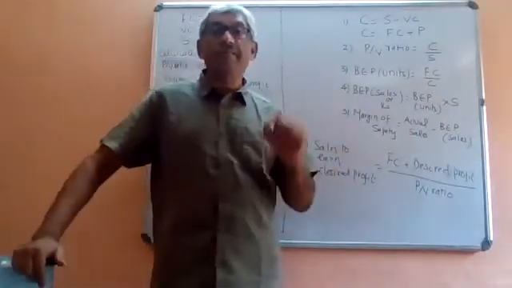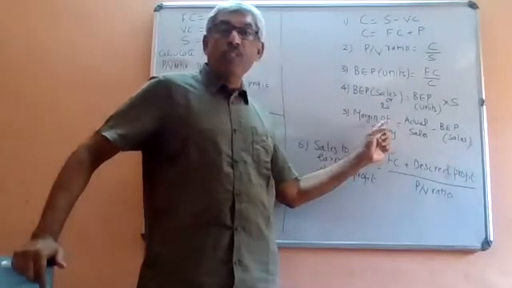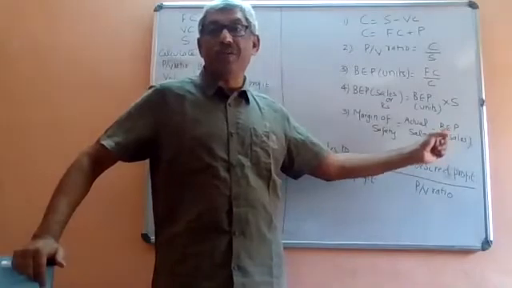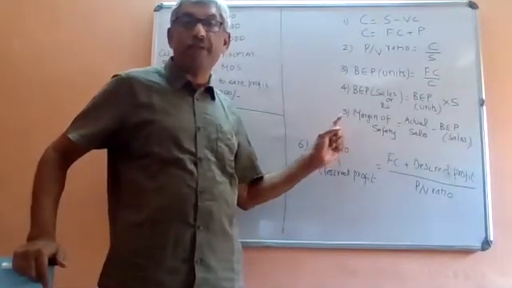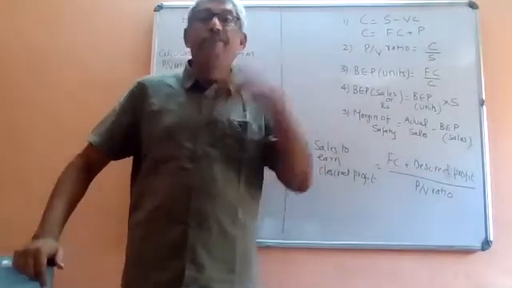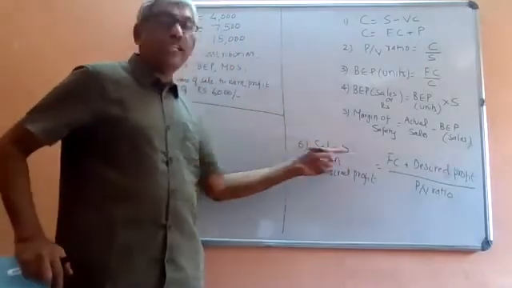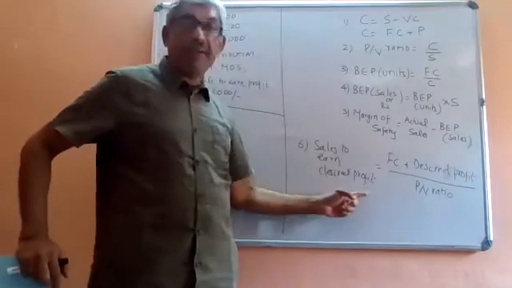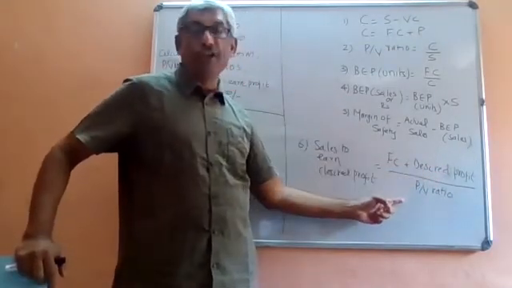Fourth formula is margin of safety. That is actual sales minus break-even sales. Actual sales minus break-even sales is margin of safety. And fifth, suppose you want to earn a different profit, what should be your sales? Sales to earn a desired profit is fixed cost plus desired profit divided by PV ratio.